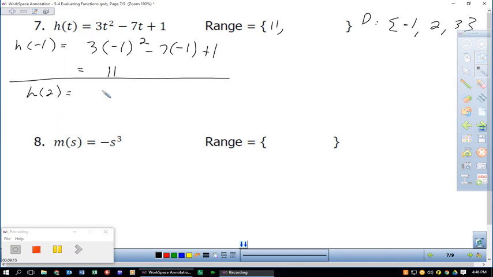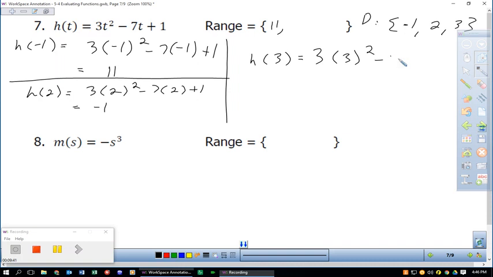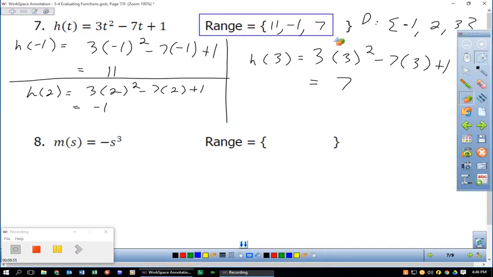H of 2, we have 3 times 2 squared minus 7 times 2 plus 1. If you plug that in, you should get negative 1. And I hope that you're pausing this video to check these, because don't just trust my arithmetic. Okay? You want to be able to do this on your own later. So try it now that you can check your answers. And third, h of 3 is 3 times 3 squared minus 7 times 3 plus 1. That should be positive 7. So our range values are 11, comma, negative 1, comma, 7. And there will be our range.